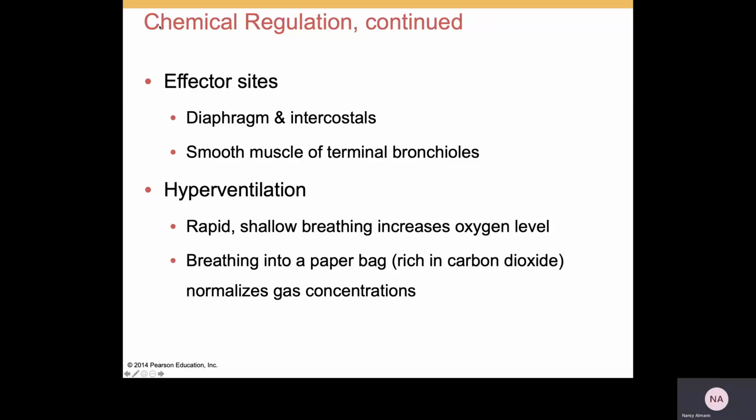If you have a bout with hyperventilation or see a patient having a bout with hyperventilation, you have really rapid, really shallow breathing, which will increase oxygen levels. And breathing into a paper bag, which actually helps contain carbon dioxide, helps and normalizes the gas concentrations.